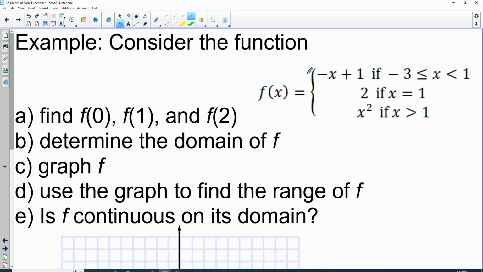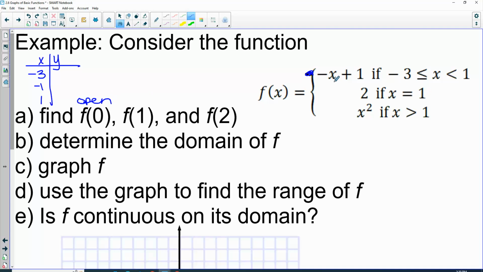Chart for every piece. So if I am looking at that first piece, what do I absolutely have to plug in on that one? -3 and +1 because I have 2 endpoints. And then you can do as many points in the middle as you want. I'll do a -1. You can do more if you want. At -3, would that be an open or a closed circle? And how do we know it? And 1 would be open because it didn't have an equal to.